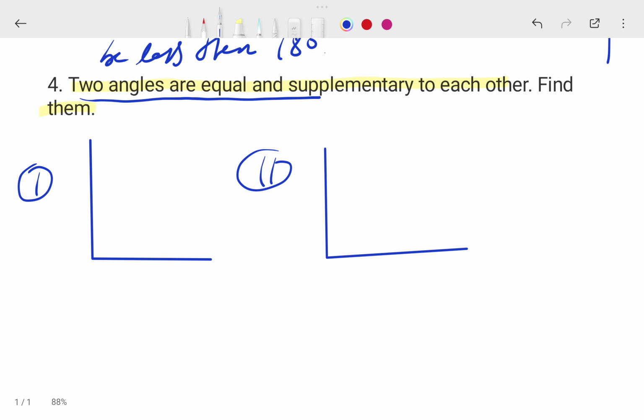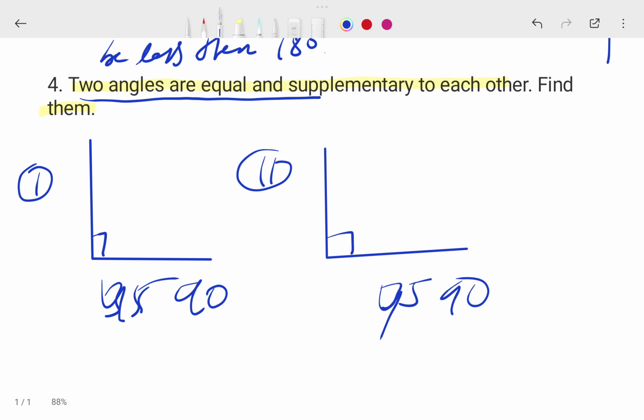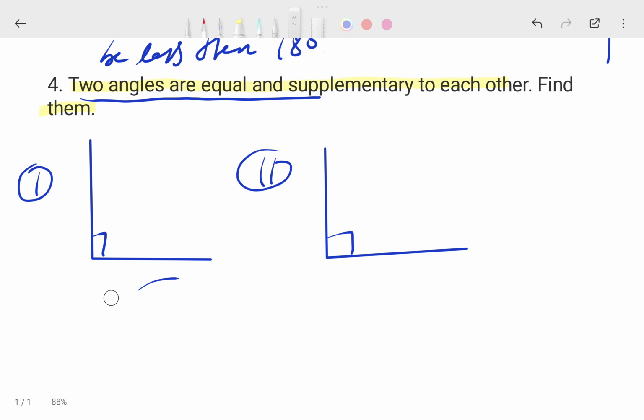So let's suppose this is 30 degrees, then the other is also 30 degrees. If it is 45 degrees, the other is also 45 degrees. So equal angles mean what? First it is telling us to make two angles, and the angles should be equal. If it is 35, the other should be 35. If it is 45, it has to be 45. If it is 90 degrees, it also has to be 90 degrees. Both angles should be equal.